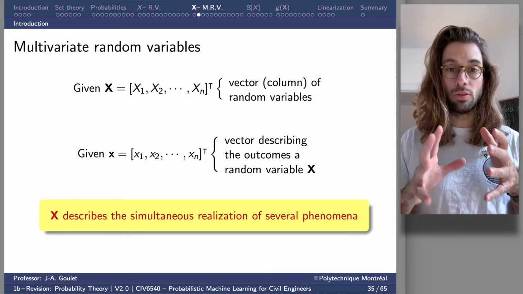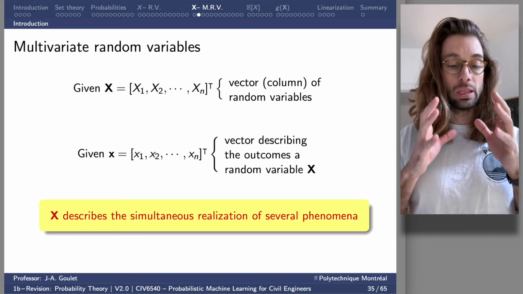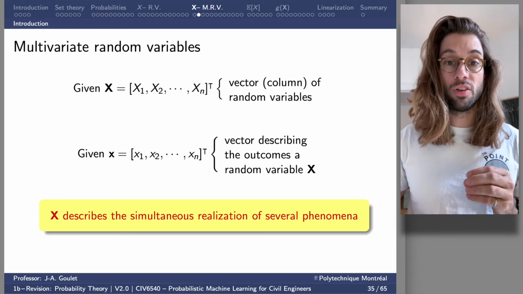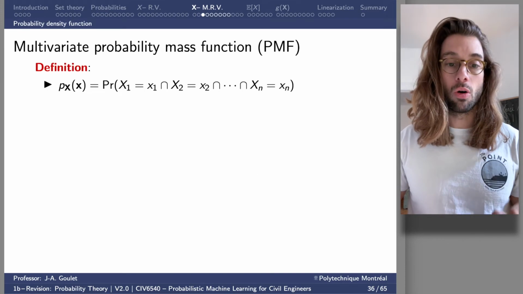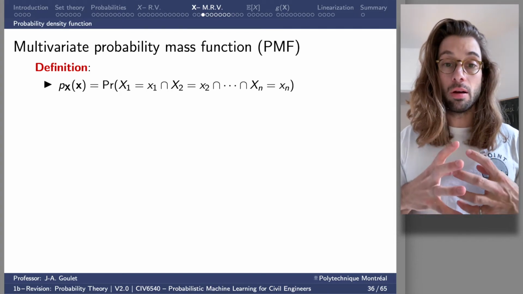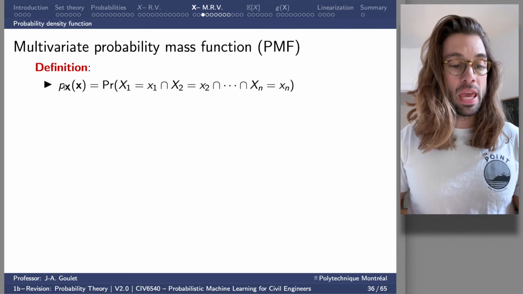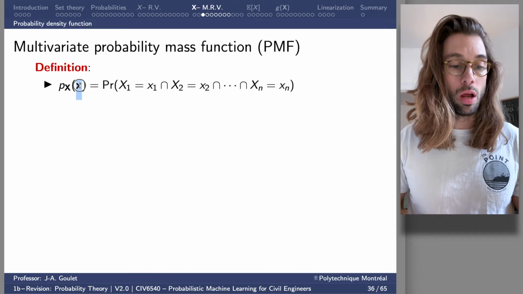So at the end, what you have to keep in mind is that a random vector describes the simultaneous realization of several phenomena, okay? And this is going to be key for later on creating our machine learning models. So if we have the multivariate probability mass function, PMF, it is going to be P of now a bold vector of random variables evaluated for a vector of possible outcomes.